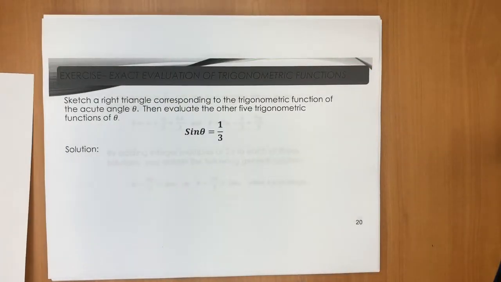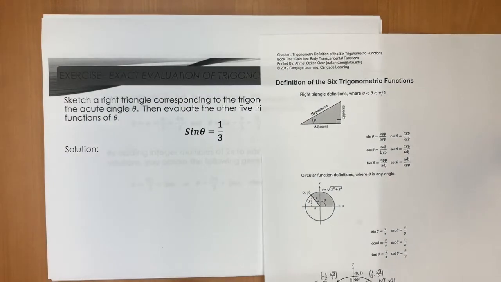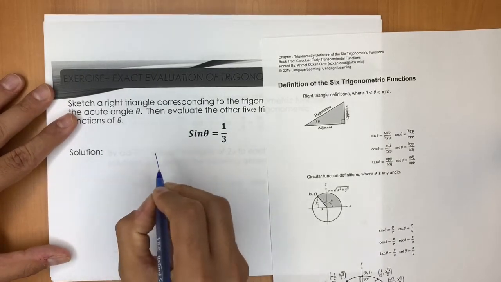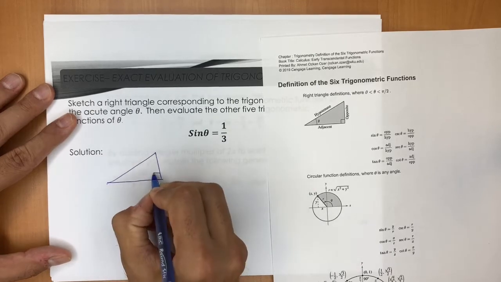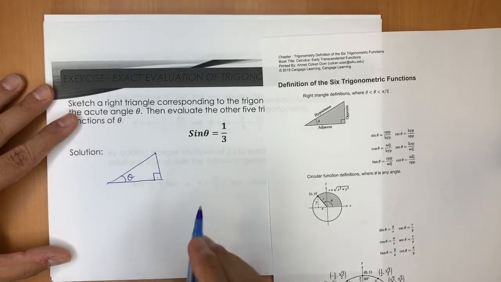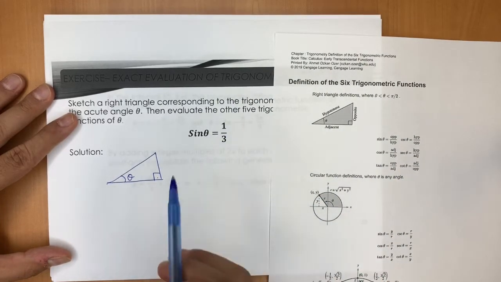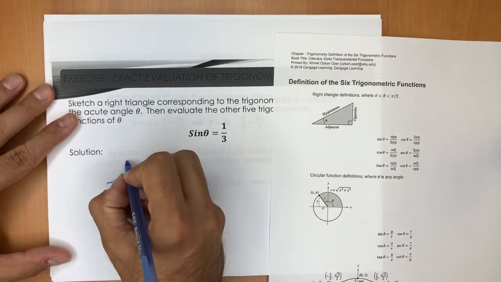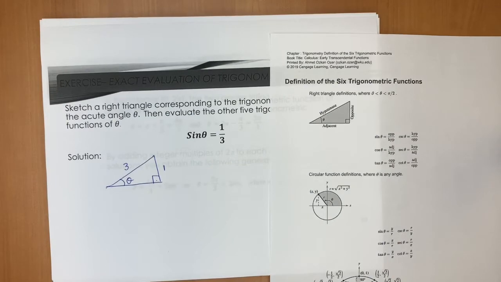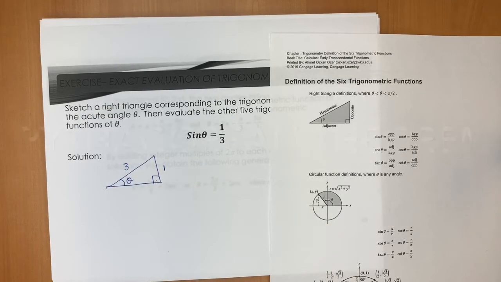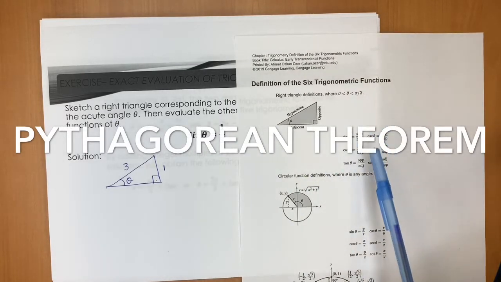So going back here and using the same triangle, sine theta is equal to opposite divided by hypotenuse. So why don't we use 1 for the opposite side and 3 for the hypotenuse, okay? So this way, again, sine of theta equals opposite, which is 1, divided by hypotenuse, which is 3, okay? So to be able to find the other trig functions here, we need to know what the adjacent side is.